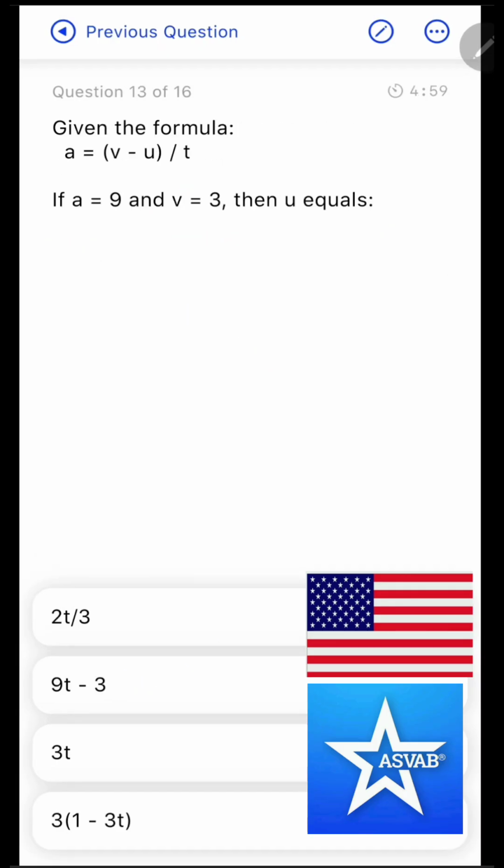Given the formula A equal to V minus U over T, if A equal to 9 and V equal to 3, then U equals to what?